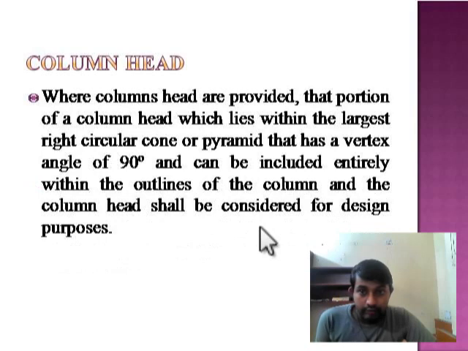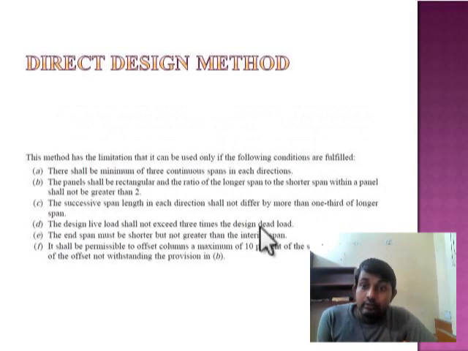Column head. Where column heads are provided, that portion of the column head which lies within the largest right circular cone having a vertex angle of 90 degrees, and which can be included entirely within the outlines of the column and column head, should be considered for design purposes.